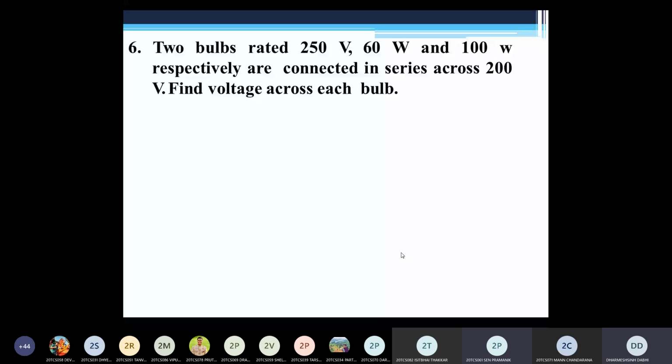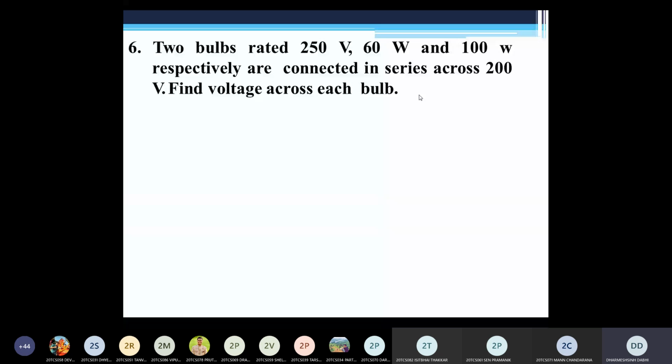Both bulbs are rated 250 volt. Only the wattage rating is different, 60 watt and 100 watt. The voltage rating is the same, 250 volt, and both are connected in series. And across the two bulbs, a 200 volt supply is given. So it is the same as the previous example. It is very easy.